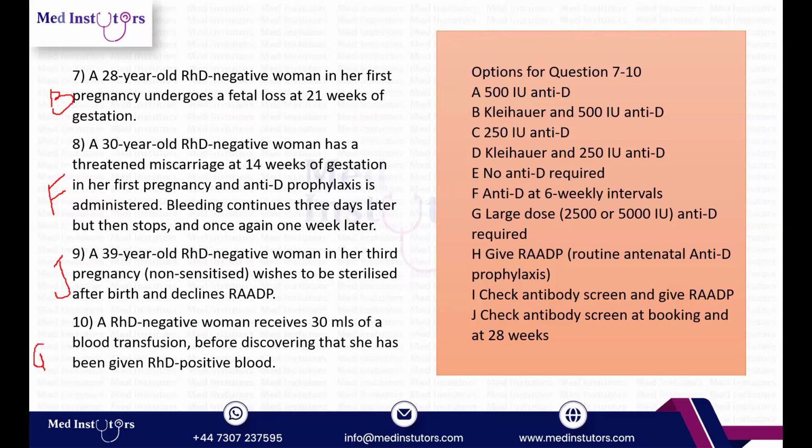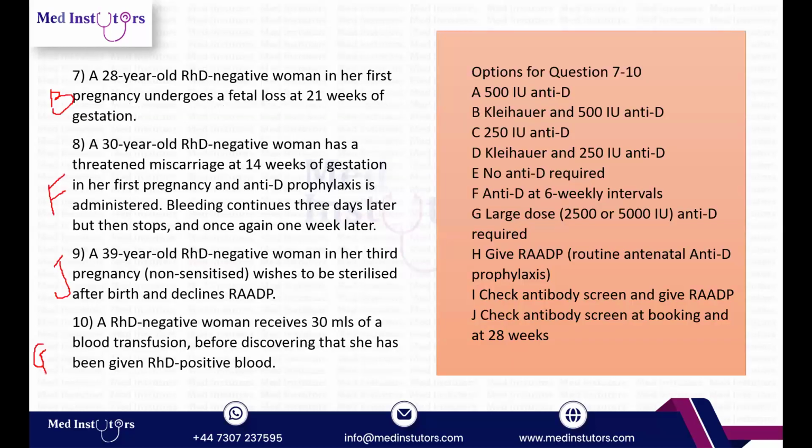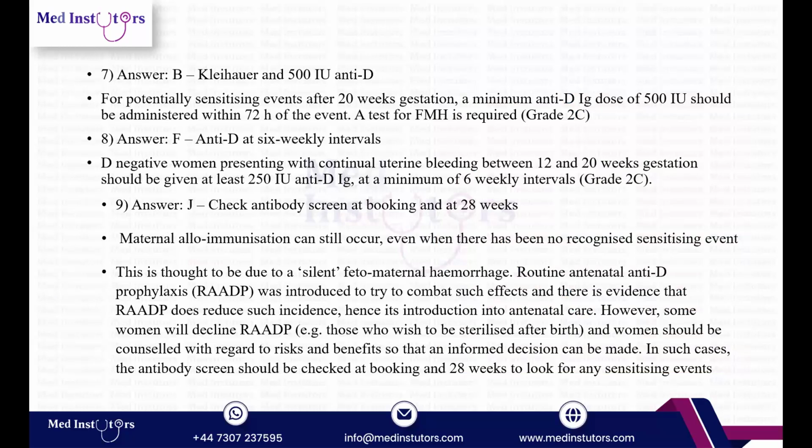It's an easy one. When a rhesus positive is transfused, and if it's more than 15 ml, you have to give large doses. Okay, so let's look at the answers now. The first question was, fetal loss at 21 weeks. So anything above 20 weeks of gestation, you have to give a minimum dose of 500 international units. It should usually be given within 72 hours. Maximum you can give it up to 10 days.